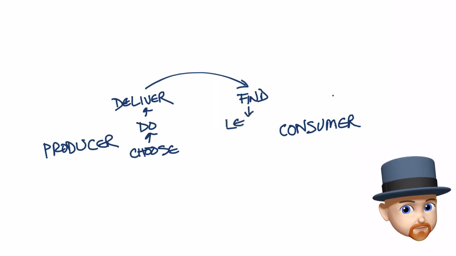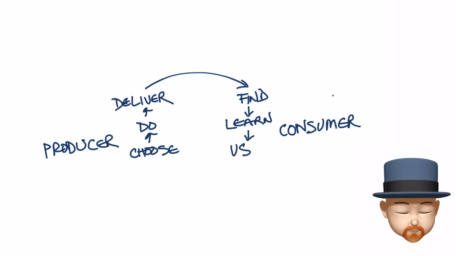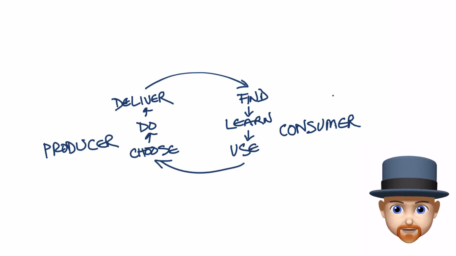Learning how to use it. Nothing happens instantaneously. And then the consumer actually uses whatever the product was and gains value themselves. And that triggers the flow of value back to the producer. Now we have a picture that's detailed enough that we could see inside of it.